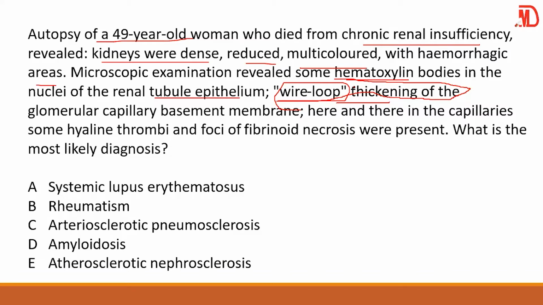When we say wire loop, it's occurring inside the kidney. Now, the malar rash and those things are occurring on the face, to be specific, on your cheeks. Okay, so this is what? Systemic lupus. All right.